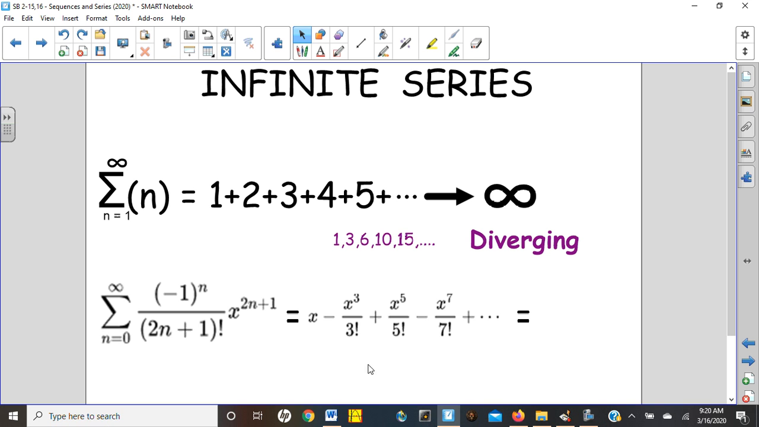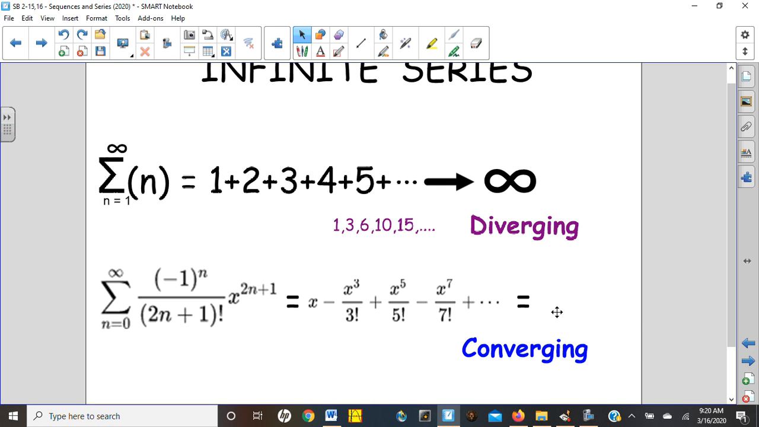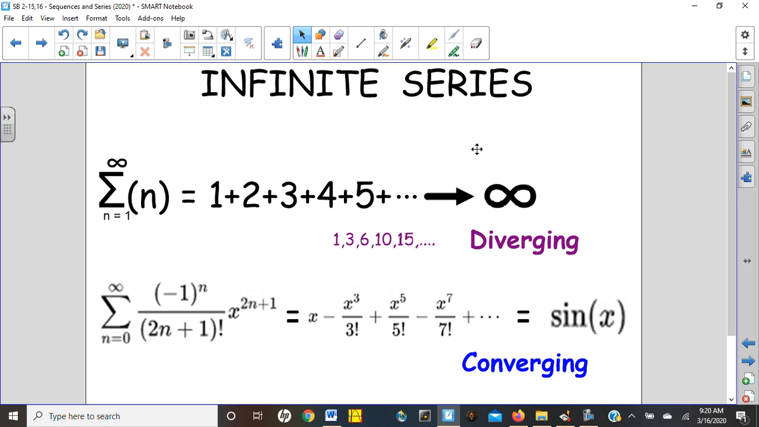X minus x cubed over 3 factorial plus x to the 5th over 5 factorial. This is actually, believe it or not, an example of a converging series, because if you continue to add these together, what you'll find is they create the sine of x, given an angle in radians. This is a little beautiful thing that Sir Isaac Newton came up with when he wasn't too busy dealing with gravity.